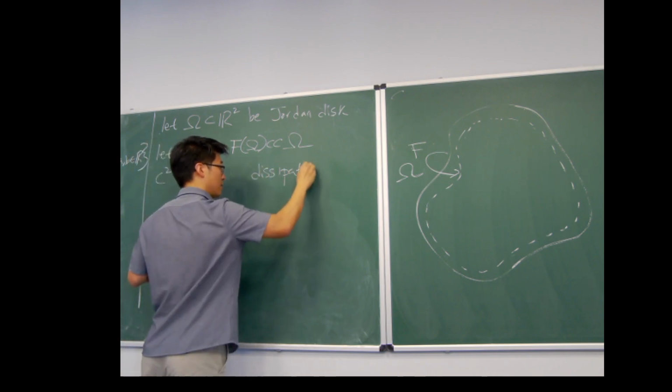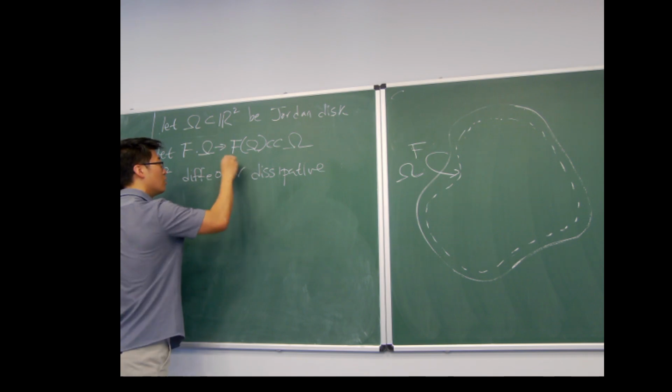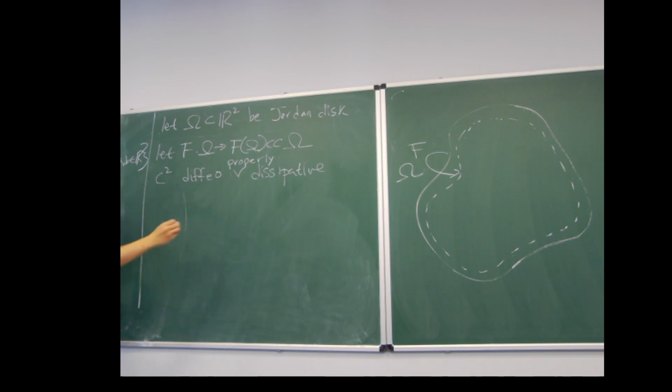So area contracting. Actually, we need to assume something stronger than just dissipation. We need to assume something called proper dissipation, which for now, let me not define. I'll define it later when we need it. But just know that in the Renorm family, you can guarantee proper dissipation if you require that the Jacobian is less than 1/4. So it's not hard to guarantee, although it is kind of restrictive on what kind of maps you can talk about. So it's a C2 diffeo and it's properly dissipative.